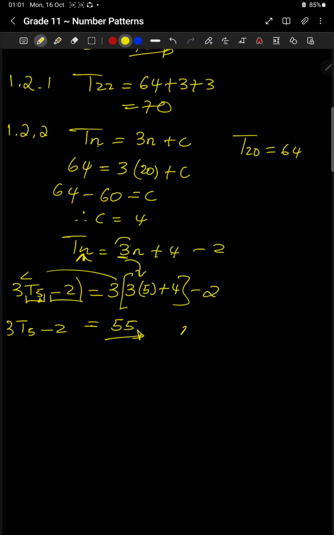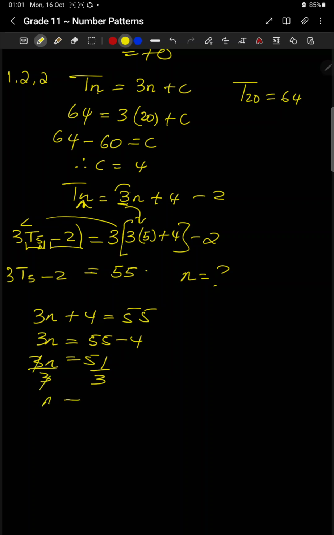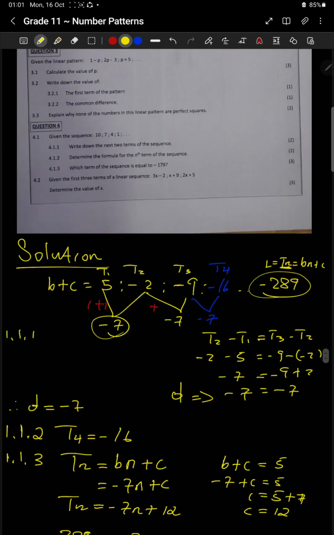Then now we can begin to find the value of n. In the place of that Tn, we're going to put 55. So 3n plus 4 is equal to 55, and then we say 3n must be 55 minus 4, which is 51, and then we divide by 3 on both sides. Therefore n must be equal to 17. So this is the final answer.